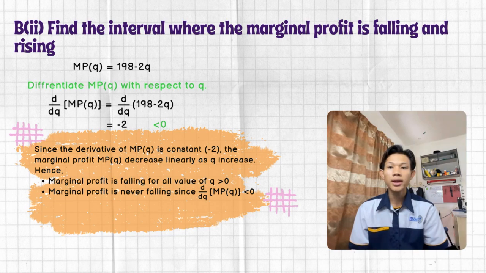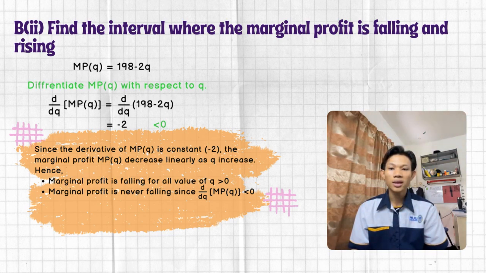To determine whether the marginal profit is falling or rising, we need to analyze its rate of change. We know the marginal profit function is MP equals 198 - 2Q. To find the rate of change of the marginal profit, we need to differentiate the MP function with respect to Q. The derivative d/dQ of MP equals d/dQ of (198 - 2Q). After differentiating, we get the answer negative 2.